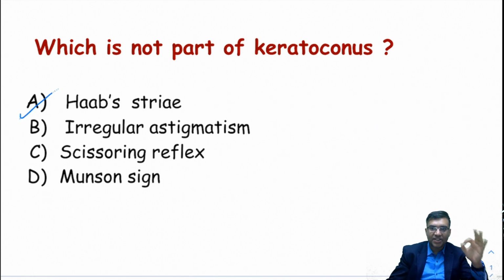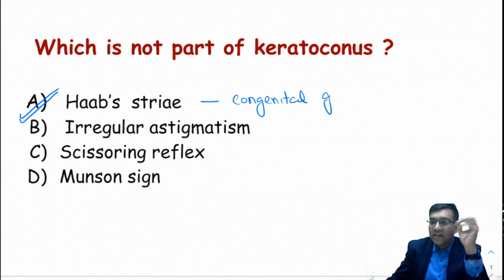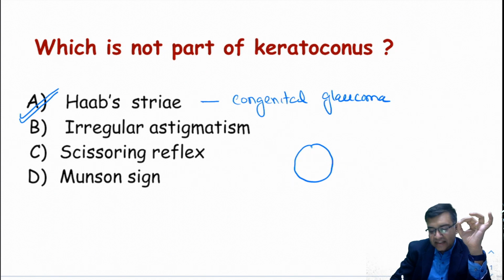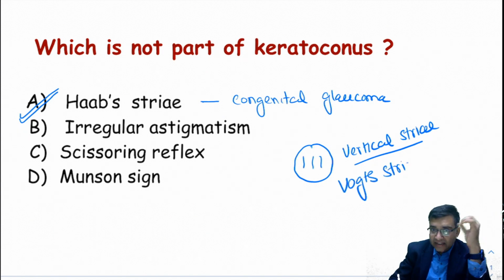Now remember, Haab's striae are basically seen in patients who are having congenital glaucoma. Okay, so they are basically the horizontal striae which are seen in congenital glaucoma. Whenever you have a patient who is having keratoconus, in the cornea you can have vertical striae, and the vertical striae that we see in keratoconus are called Vogt's striae. Okay, so Haab's striae are in congenital glaucoma and Vogt's striae are there in keratoconus.